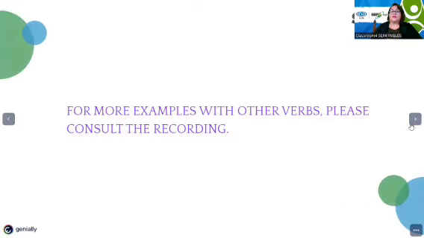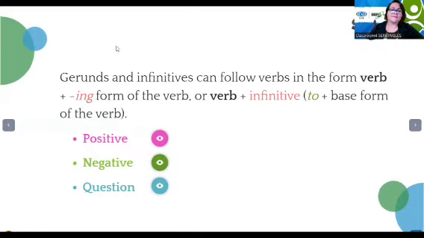And please, for some examples of other verbs, we have to consult the recording. Don't worry, we are going to continue with this.